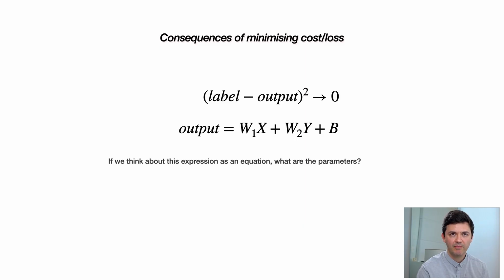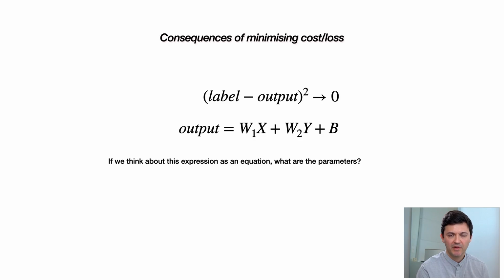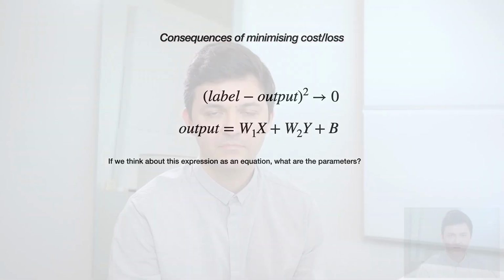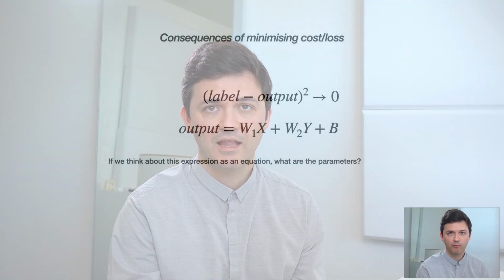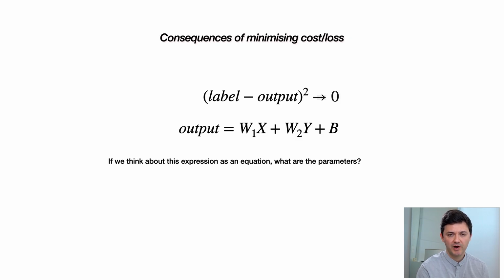I'm going to ask you a couple of questions here. So if we think about this expression as an equation, what would be the parameters? So why would I say think about this expression as an equation? Well, if I'm trying to practically make label minus output squared as close to 0 as possible, then from a perspective of equation, what I'm actually asking is when is label minus output squared actually equal to 0? Yeah. So if I make this into an equation, what would be the parameters of this equation?